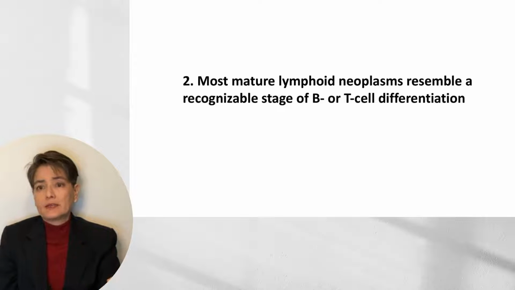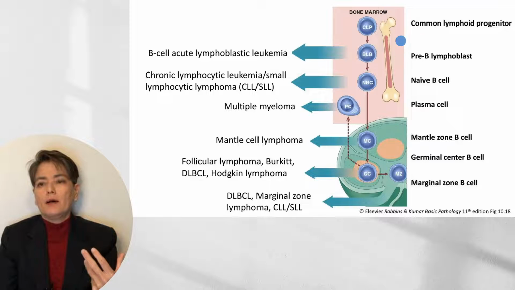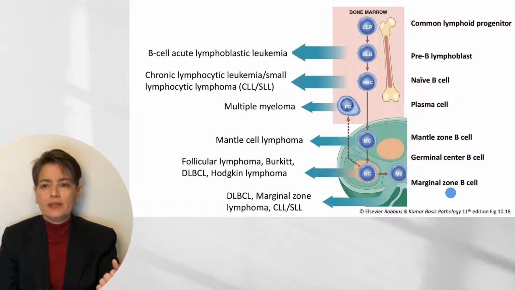The second point I'd like to make is that most mature lymphoid neoplasms will resemble a recognizable stage of B or T cell differentiation. And in fact, this is why classifying these tumors is so difficult. Now this is a figure, again, from Robbins and Kumar Basic Pathology. They can be useful just if you're trying to put these into a slot, but I don't think it is useful at this point in your education to memorize all of these things.